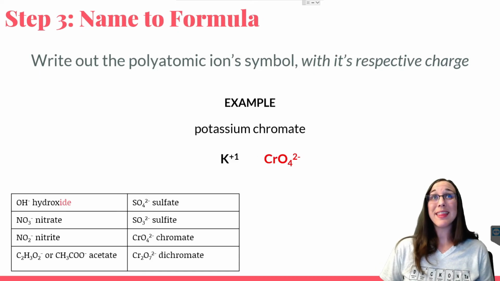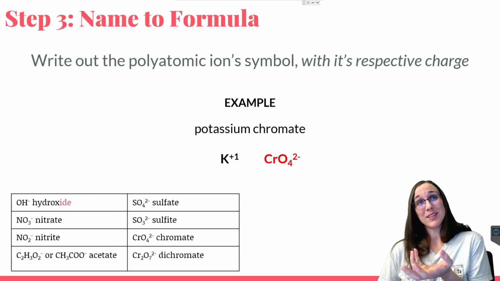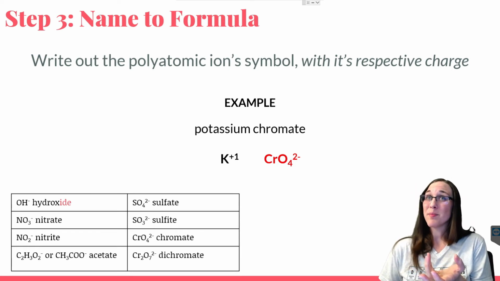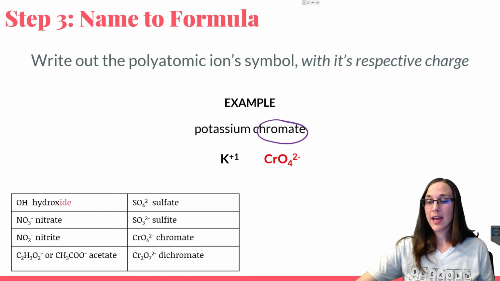Step 3 would then be to write out the polyatomic ion's symbol, so the overall symbol, with its respective charge. You're going to have to look back at the polyatomics that you wrote down, or make sure that you look up what the polyatomic is. In this case, we're looking for chromate, and we see that chromate was right there in our list.